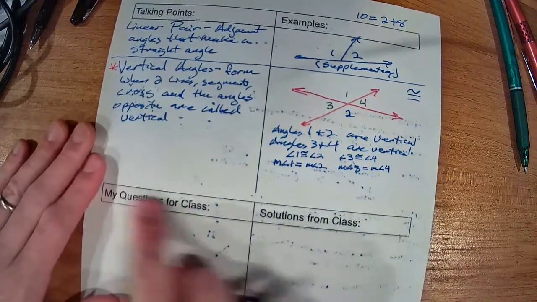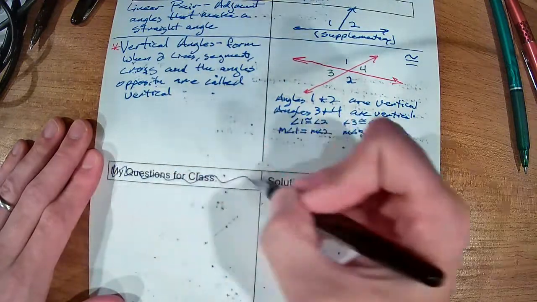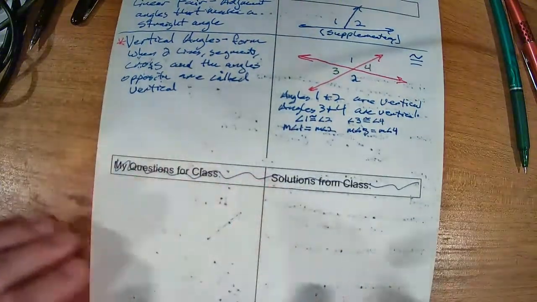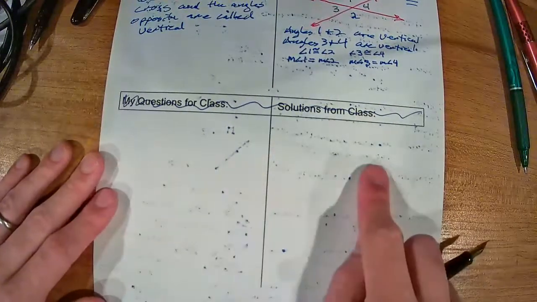Oh, I'm running out of space. For my purposes, I'm going to mark that off and just keep going here because I don't have any questions. You might, but again, if you've got questions, make sure you write them down. But I don't have questions, so we're going to skip that section. And I'm going to keep going.